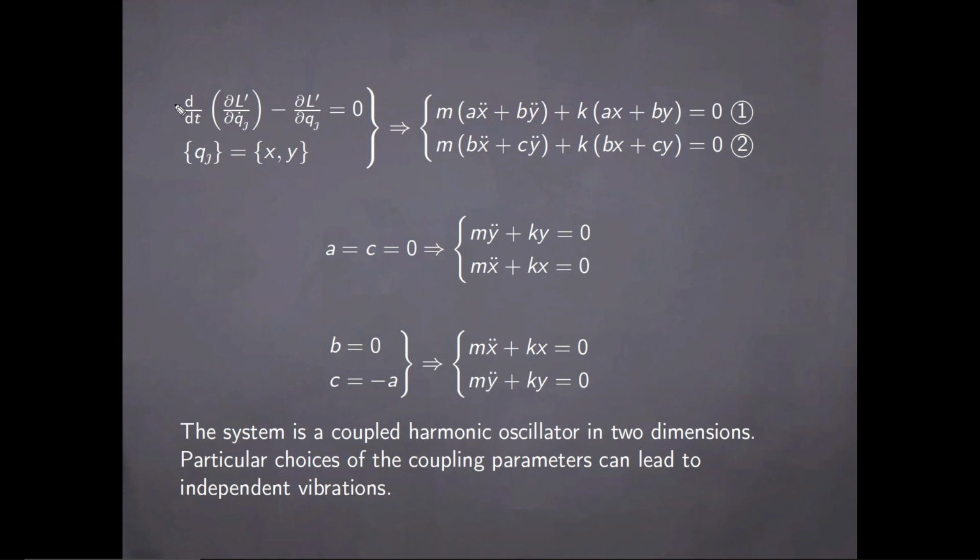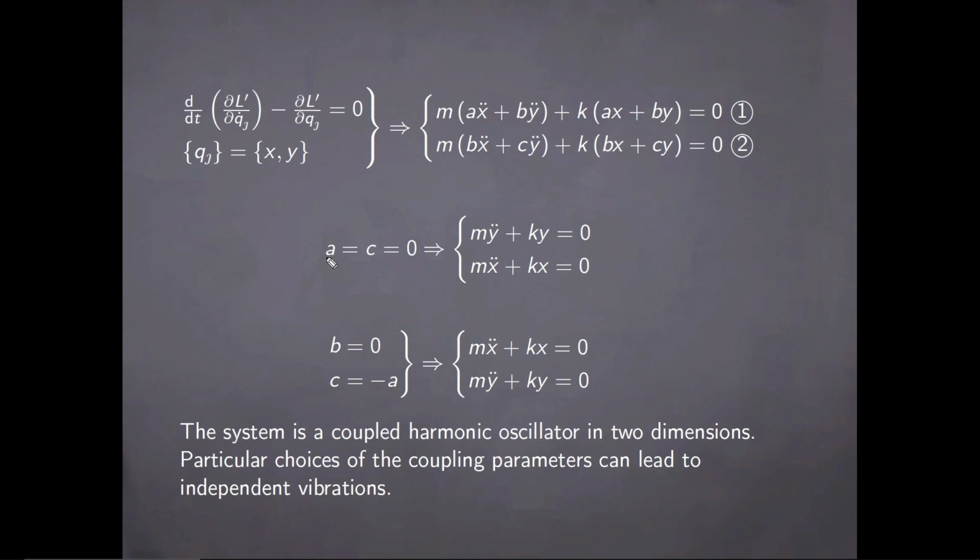The Lagrange equations are given here in their general form, and our generalized coordinates will be x and y. And if we do the very simple calculations, we obtain two equations which are describing, in short, the coupled oscillations in two directions.